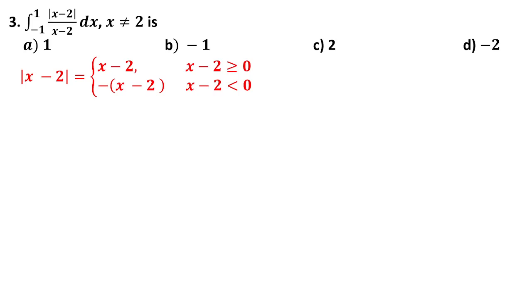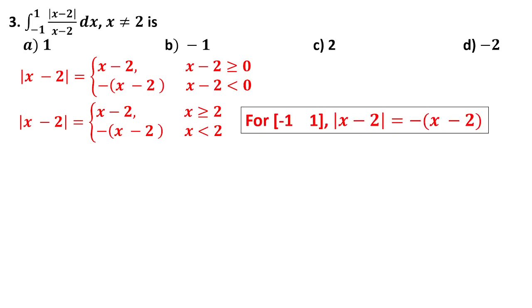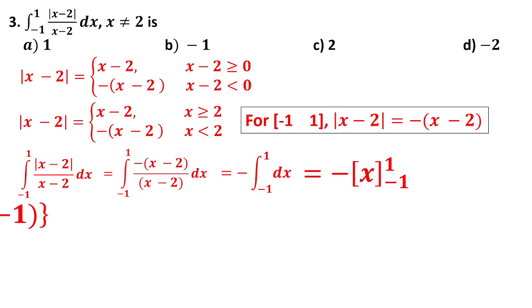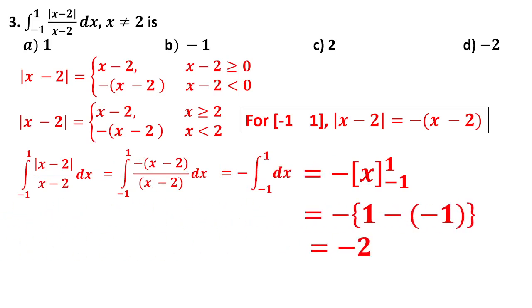Therefore, to write it in this manner, x minus 2 for x greater than or equal to 2 and minus of x minus 2 for x less than 2. Therefore, for the interval minus 1 to 1, mod x minus 2 is minus of x minus 2. Let us use it and try to get the value of this function. This function is minus of x minus 2 by x minus 2, simply minus 1. Therefore, it is minus of x from minus 1 to 1. The answer is minus 2. Therefore, the correct option is D.